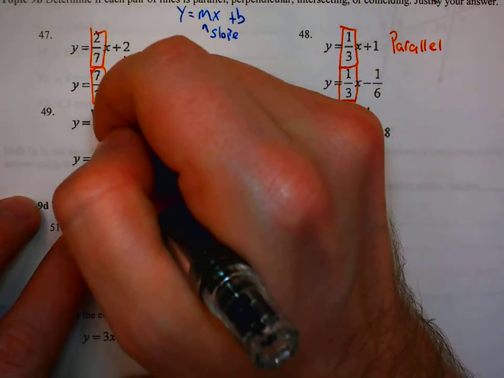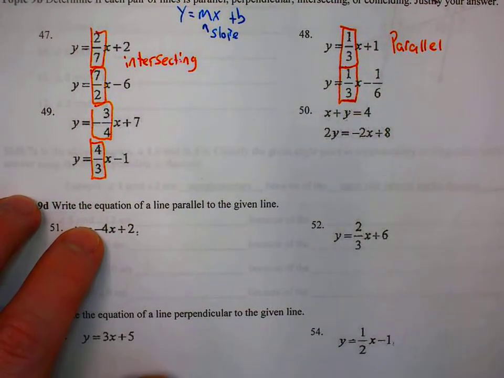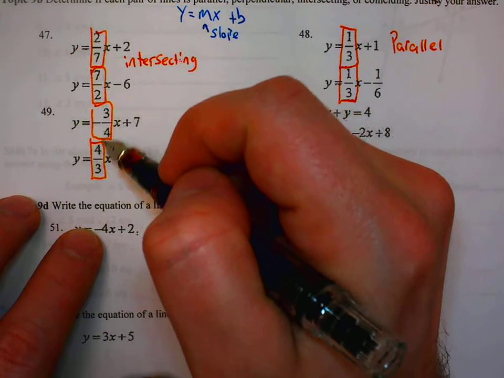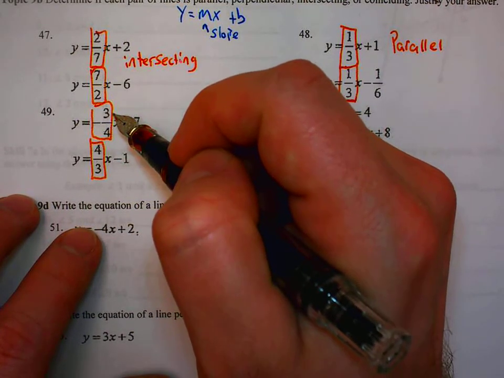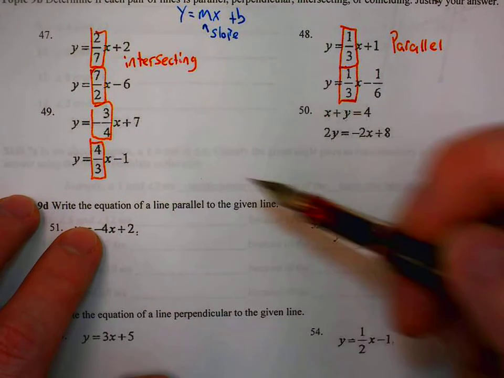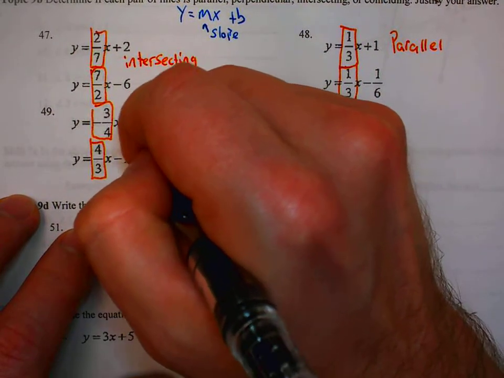49. Here we have a slope of -3/4. Here we have a slope of +4/3. Their slopes are opposite because one is negative and one is positive, and they're reciprocals, because if I flip 3/4, that does give me 4/3. So these would be perpendicular.